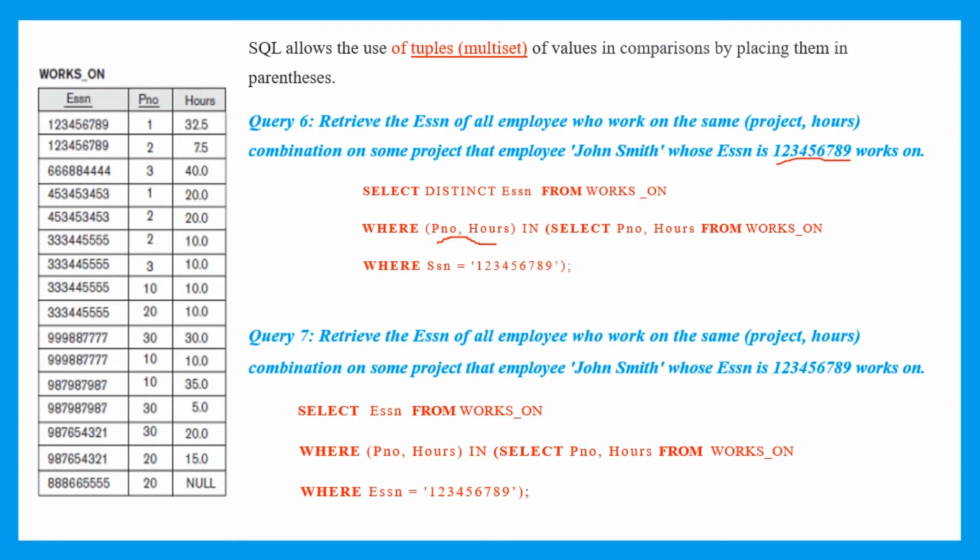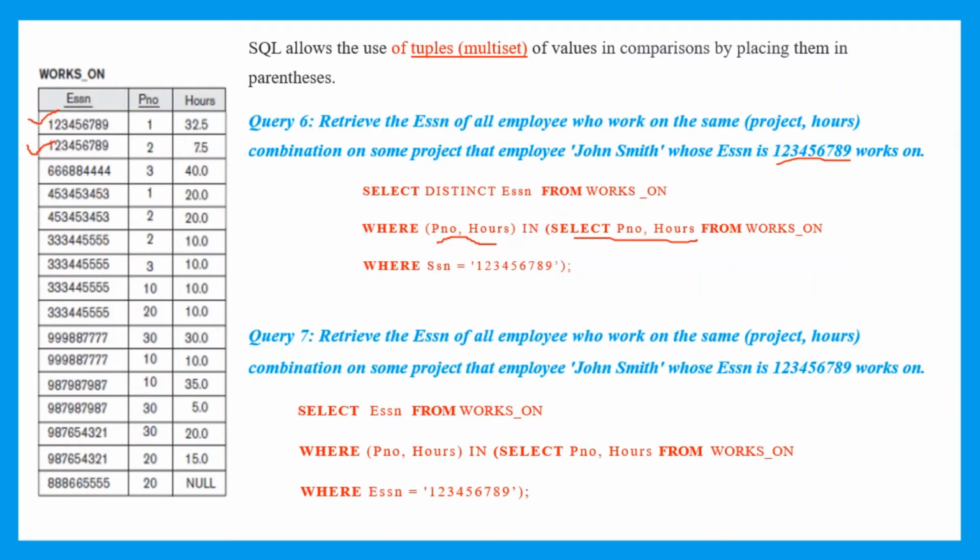This is the query, the innermost query. Select project number and hours. Whatever attributes I have taken, the same attributes should be available in the outermost query while comparing. From WORKS_ON where ESSN is equal to 123456789. It is going to check the ESSN number. Now ESSN number 123456789, this row has been selected, this row has been selected. Only two rows have been selected, with their project number and hours.